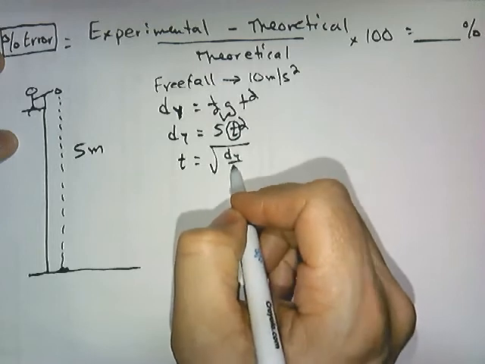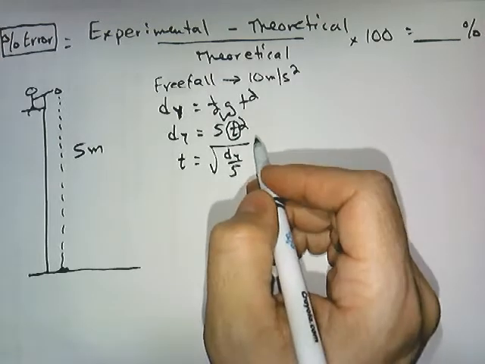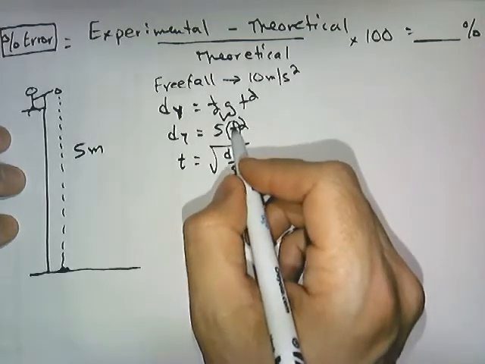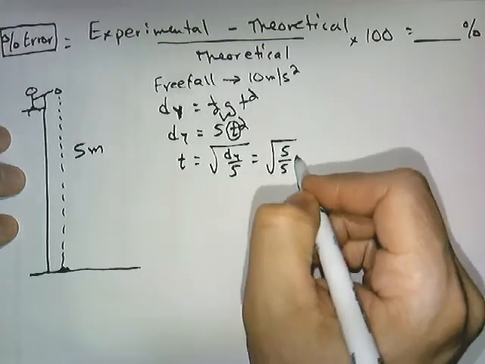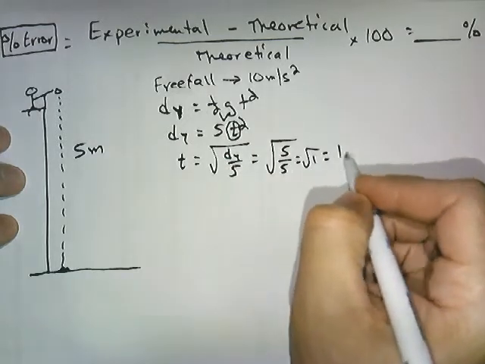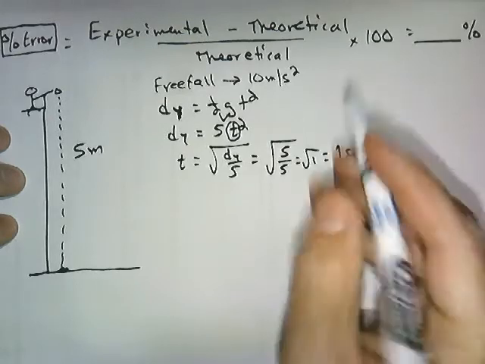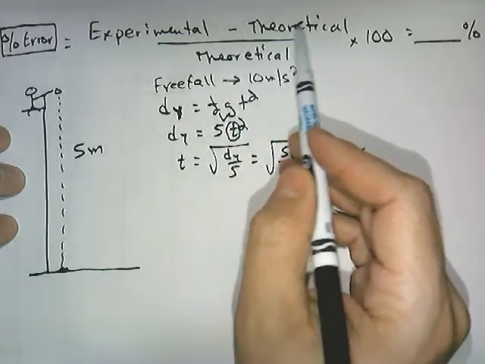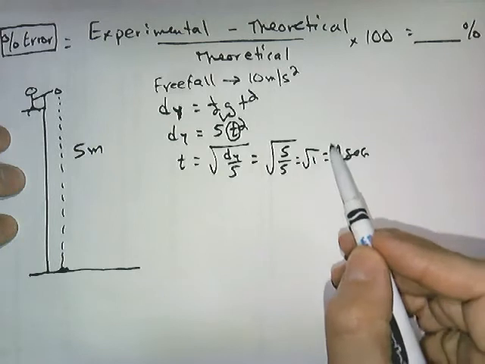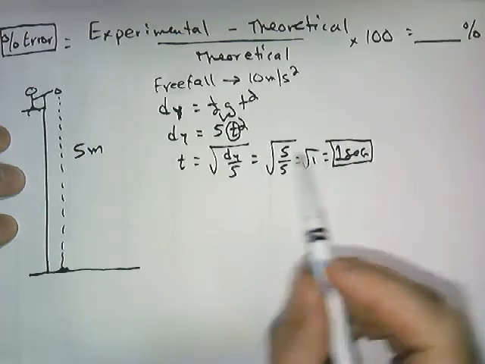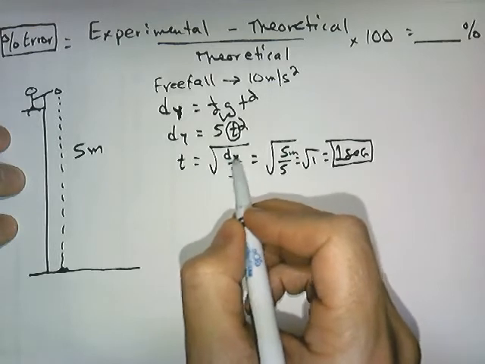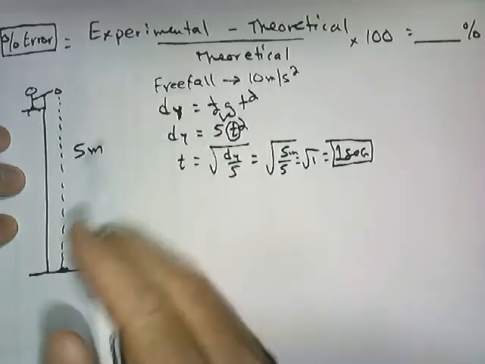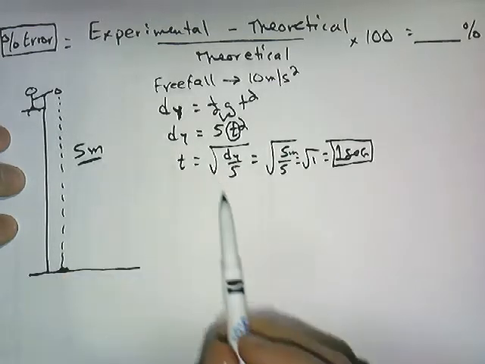Here's my d of y divided by 5, right? I'm isolating t. And it would be the square root of 5 divided by 5, which is the square root of 1, which equals 1 second. In theory, right, theoretical value, it should take 1 second for an object to fall 5 meters, right? That's what we're solving here. This is what we're looking at. d of y, the distance at which it fell in the y direction, vertically, it fell 5 meters.